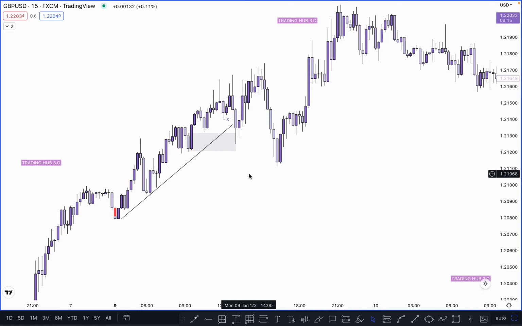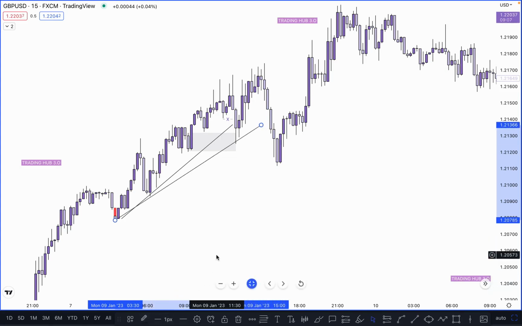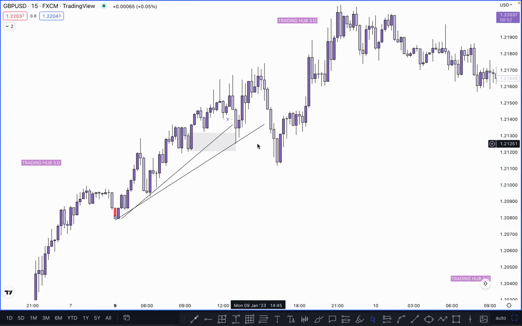And where is our next possible entry in this case? As you can see here, the market again created a new structure like this and created a new trend line. And then what happened here exactly? The same thing happened here. Market was bullish and people were looking to sell after the break of this trend line.